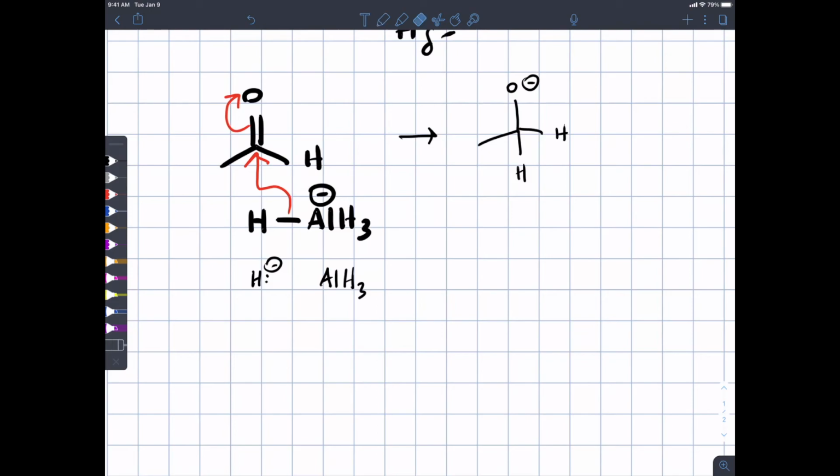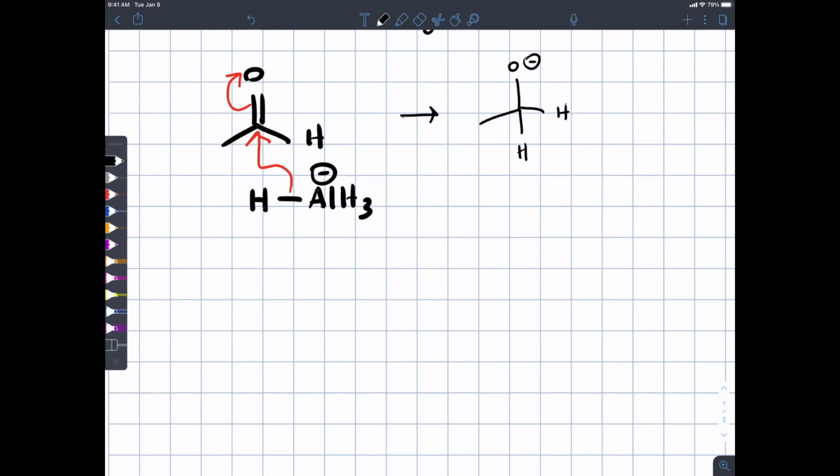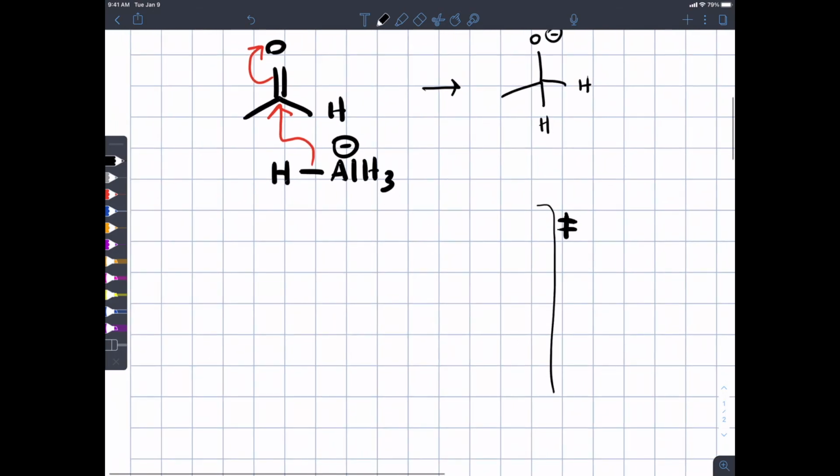Alternatively, let me show you what the transition state for this reaction might look like. I'm using the double dagger here to indicate that what I'm going to draw you is a transition state. In the transition state, the carbon-oxygen bond, the pi bond, is breaking. There's some buildup of negative charge out on that oxygen. In the transition state, I'm starting to form a new carbon-hydrogen bond at the same time as I'm breaking an aluminum hydrogen bond.